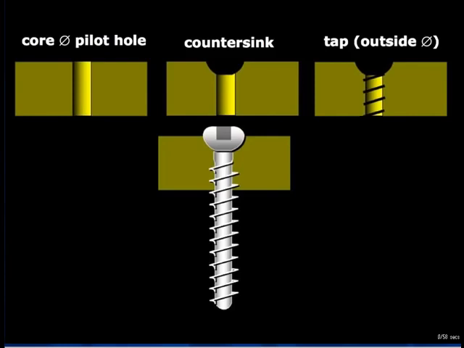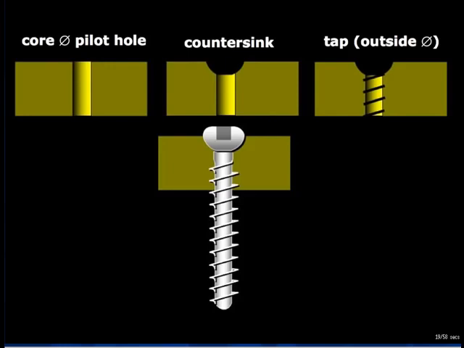To introduce a screw into a firm and relatively unyielding material, such as cortical bone, certain steps are essential. A core diameter pilot hole is drilled. As already described, this is determined by the diameter of the core of the screw.